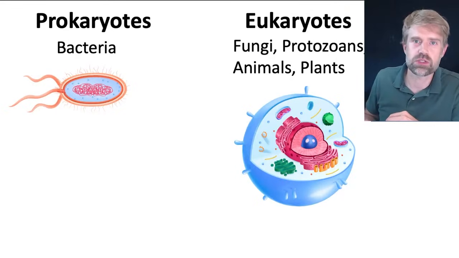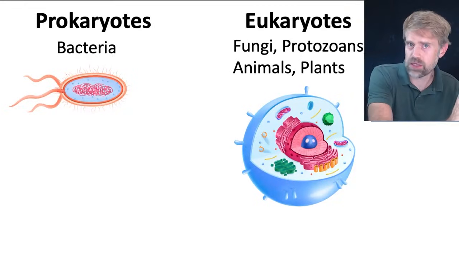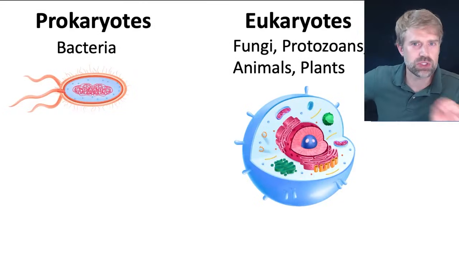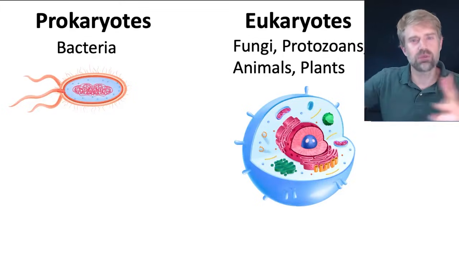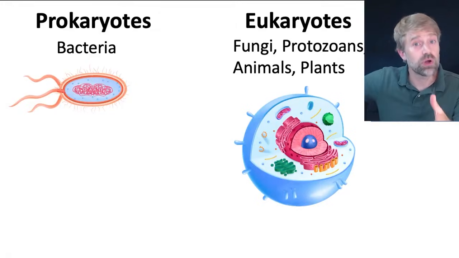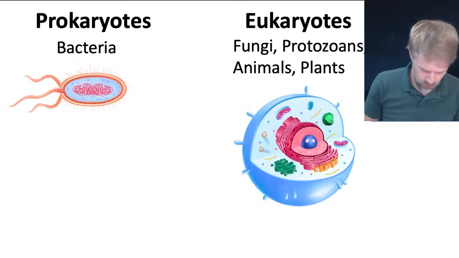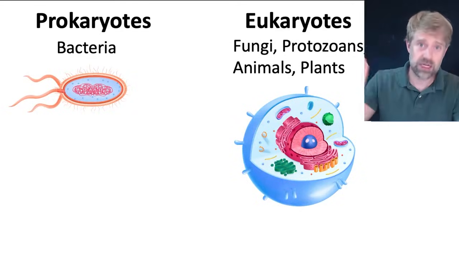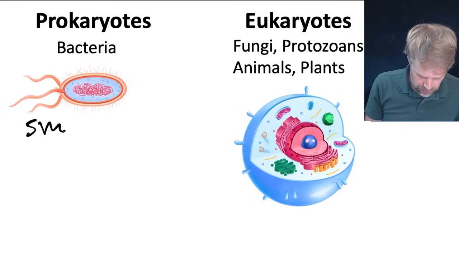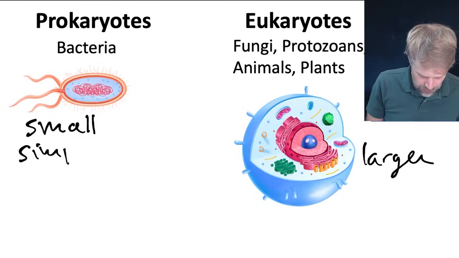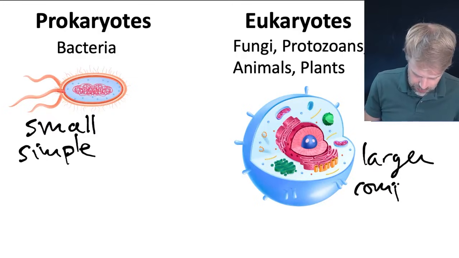Let's look at some of the similarities and differences. We have prokaryotes over here, which are bacteria, and eukaryotes. Eukaryotes are fungi and protozoans, but animals and plants are also examples of eukaryotes. That means animals and plants are similar to fungi and protozoans. Bacteria are kind of in a category of their own. As we said before, bacteria, prokaryotes, are small compared to the eukaryotes, which are much larger. Prokaryotes are also simple compared to eukaryotes, which are more complex.